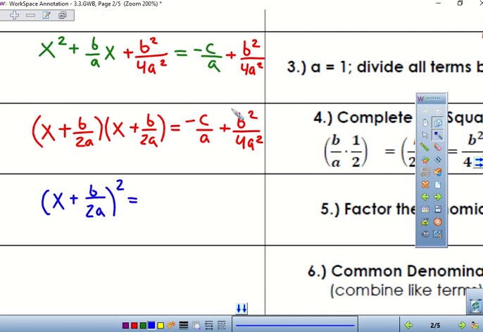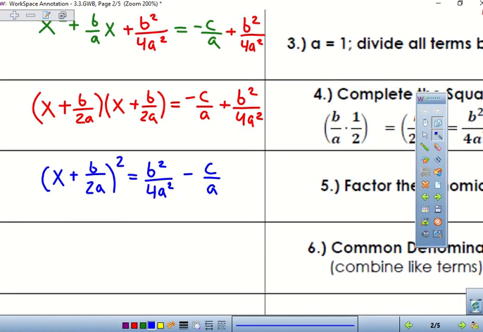And then I'm going to rearrange these terms over here. Okay, you're going to see why in a second. This is going to become b squared over 4a squared minus c over a. So I just rearranged those terms. So is everybody with me on how I got from here to here?